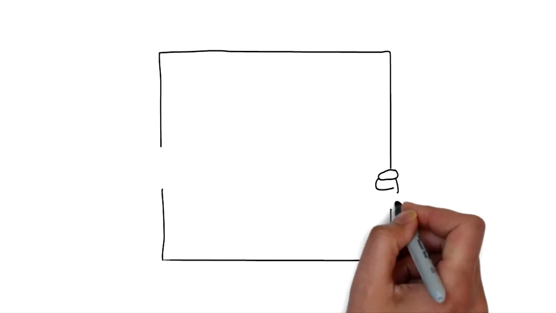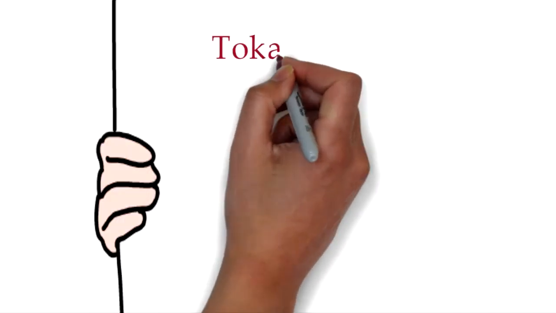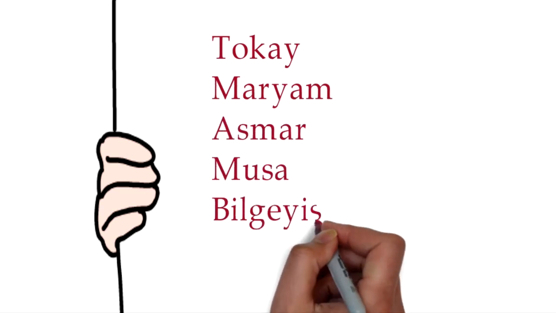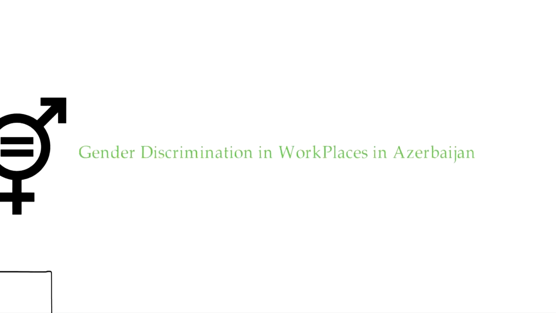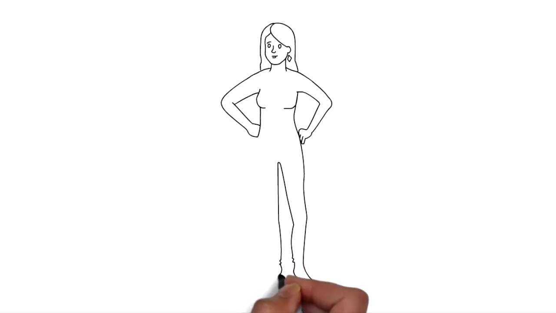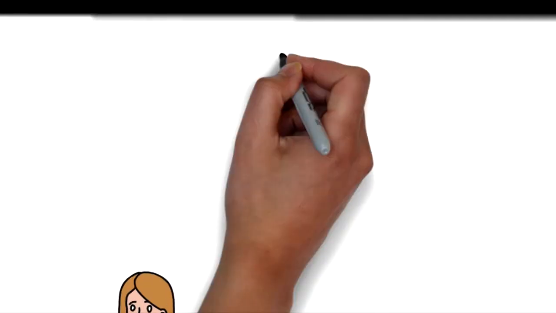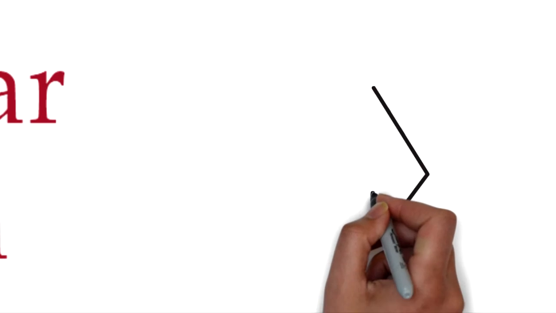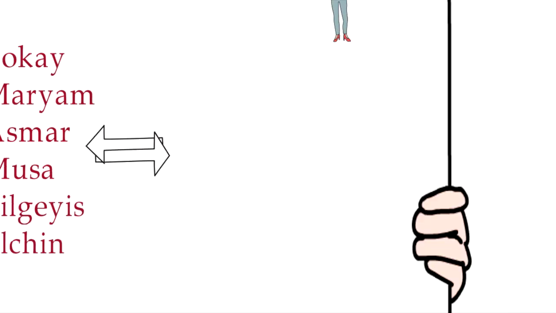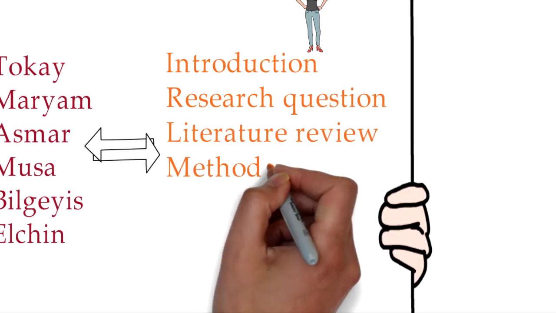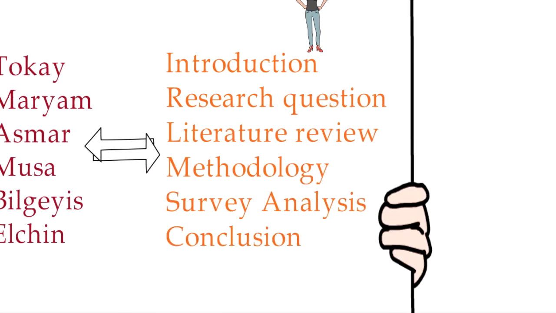In this project video, we as a group, Tokay, Meryem, Esmer, Musa, Bilgeys, and me Elçin, will talk about gender discrimination in workplaces, especially in Azerbaijan. Gender discrimination is a global problem because a large mass of women and girls are unemployed and uneducated. Now, my group mates are going to talk about the explanation, research question, literature review, methodology, and a survey analysis of gender discrimination.